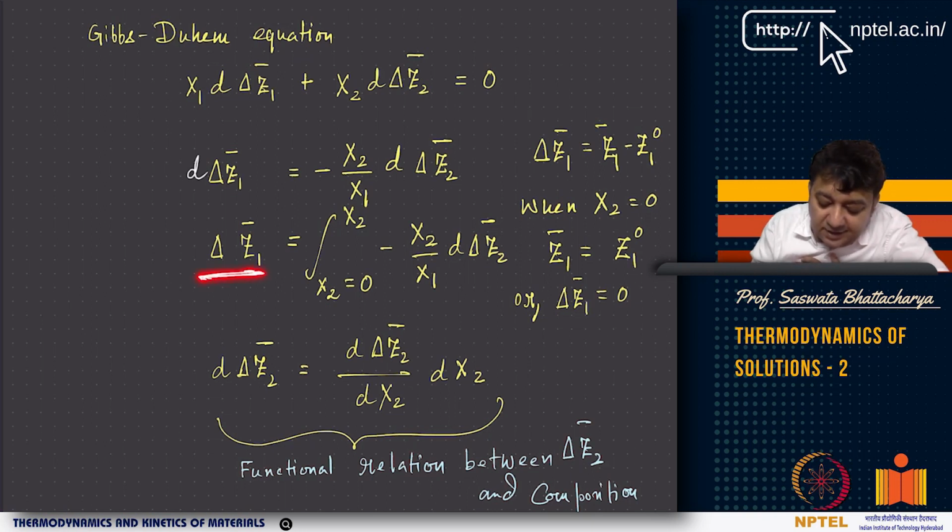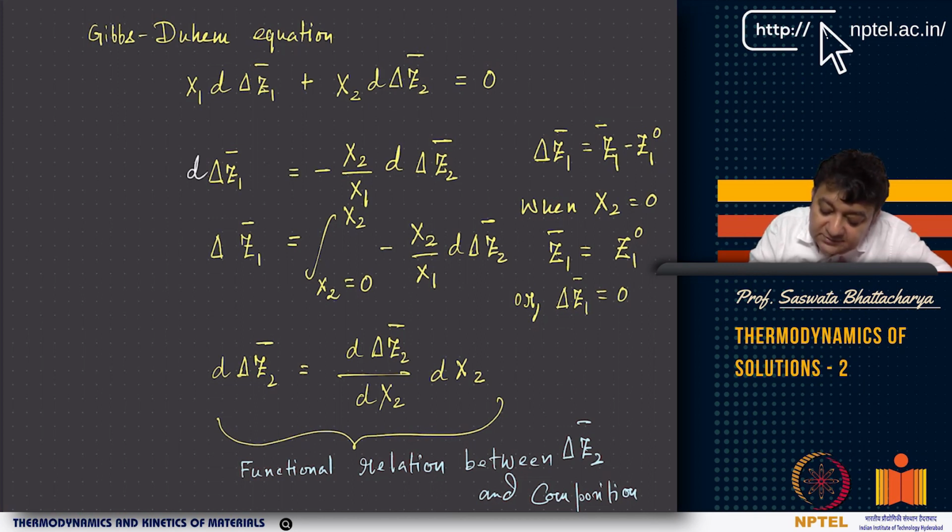So now if that is so, I can integrate. Delta Z1 bar is coming from x2 equal to 0. x2 equal to 0 means pure 1, right. So you have this relation. Now x2 equal to 0 basically means component 2 has no concentration at all. So integrating x2 equal to 0 to x2, this becomes minus x2 by x1 d delta Z2 bar.